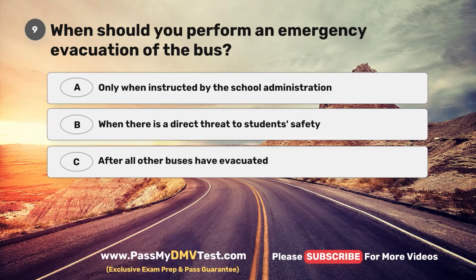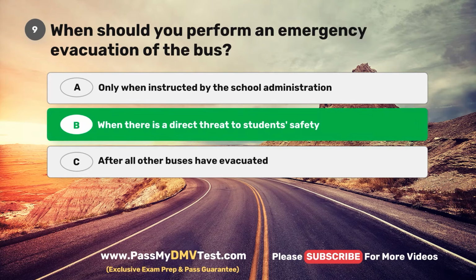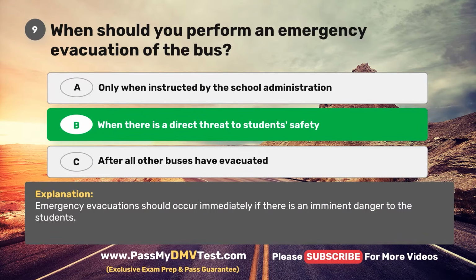Question 9. When should you perform an emergency evacuation of the bus? A. Only when instructed by the school administration. B. When there is a direct threat to students' safety. C. After all other buses have evacuated. The correct answer is B. When there is a direct threat to students' safety. Emergency evacuations should occur immediately if there is an imminent danger to the students.